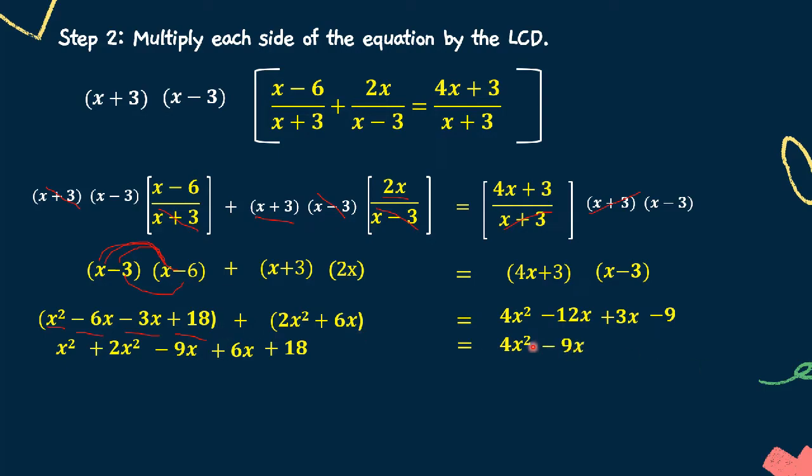We can already simplify. Negative 12x plus 3x is equal to negative 9x, and copy negative 9. Next, we combine like terms. X squared plus 2x is equal to 3x squared. Negative 9x plus 6x is equal to negative 3x, and simply copy 18.